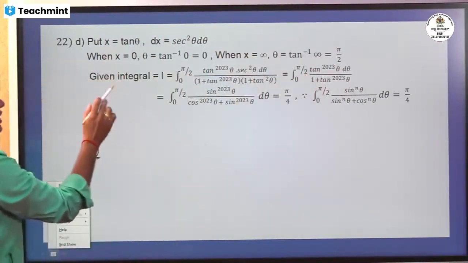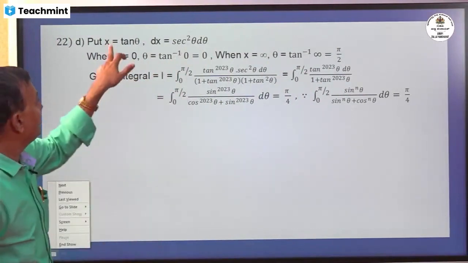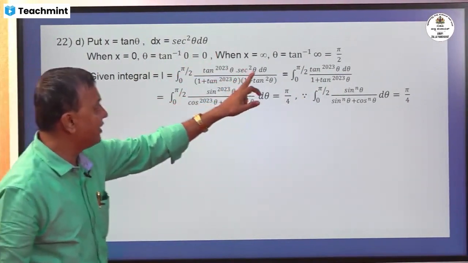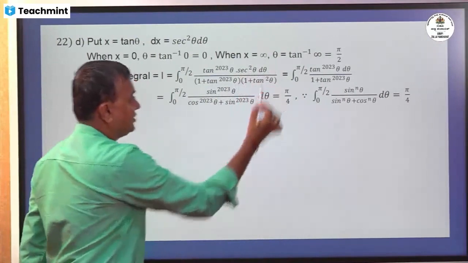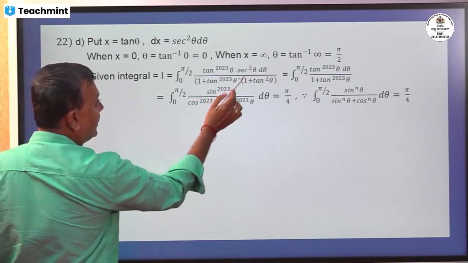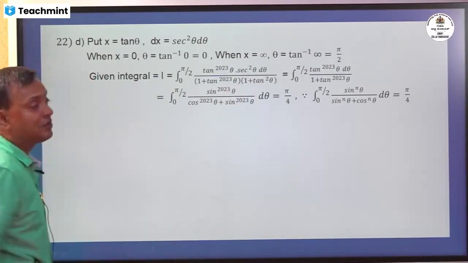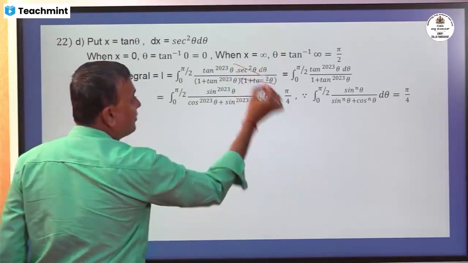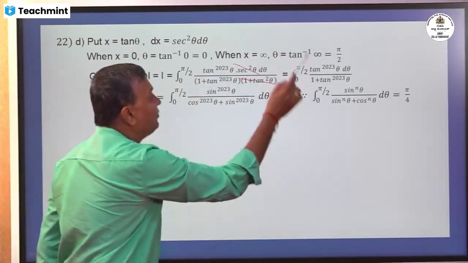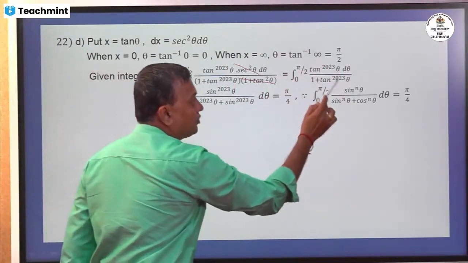So then the integral, say I, equals integral from 0 to pi by 2, put x equal to tan theta, then tan to the power 2023 theta, secant square theta d theta, this is dx, correct? Then by 1 plus tan to the power 2023 theta, 1 plus tan square theta. 1 plus x square becomes 1 plus tan square theta. This is secant square theta, and 1 plus tan square theta will be cancelled. Both are same. Then integral from 0 to pi by 2, tan to the power 2023 theta d theta by 1 plus tan to the power 2023 theta.